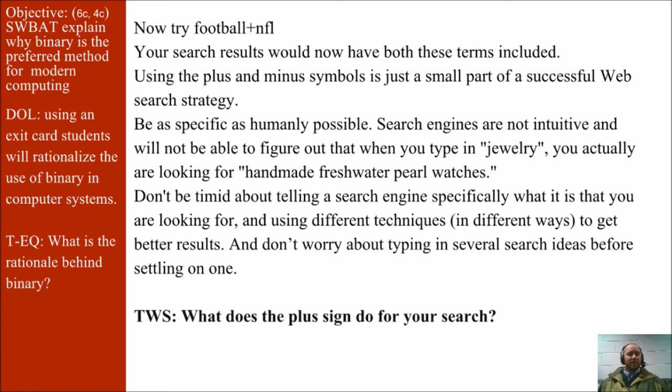The think right share on this one though is, what does the plus sign do for your search?